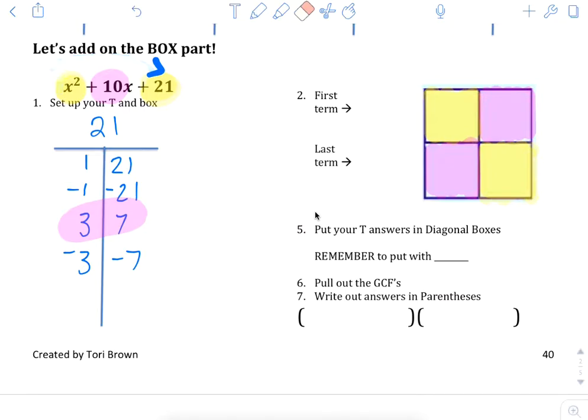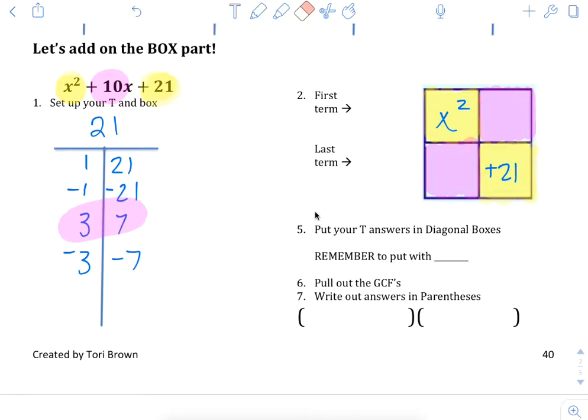I'm going to look back up here at my original problem, and I'm going to take that first term, x squared, and I'm going to put it in that first box. So x squared. I'm going to take my last term, that plus 21, and I'm going to put it in the last box. And the pink part is not 10x.